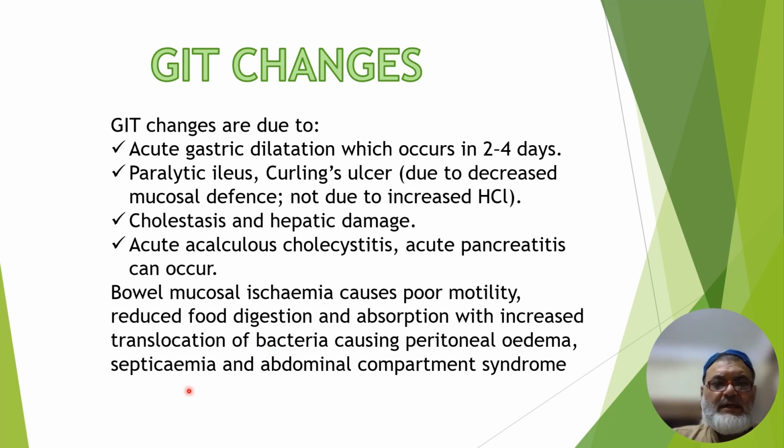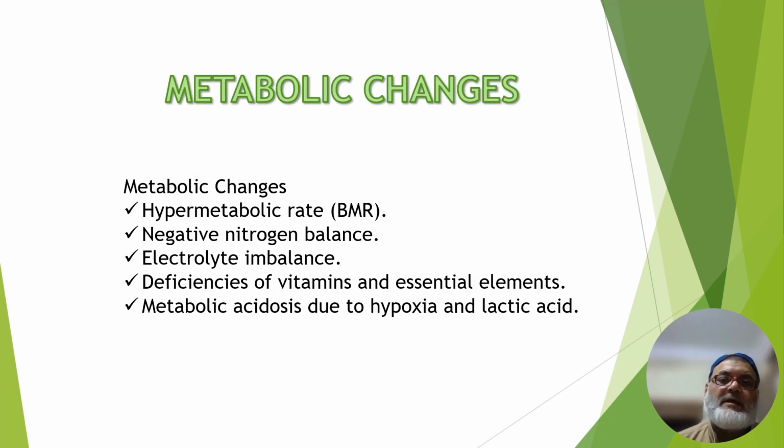The bowel mucosal ischemia causes poor motility, reduced food digestion and absorption, with increased translocation of bacteria causing peritoneal edema, septicemia, and abdominal compartment syndrome. So in metabolic changes, what happens? There will be a hypermetabolic rate, basal metabolic rate will be increased, and negative nitrogen balance, electrolyte imbalance, and deficiencies of vitamins and essential elements, metabolic acidosis due to hypoxia and lactic acidosis.